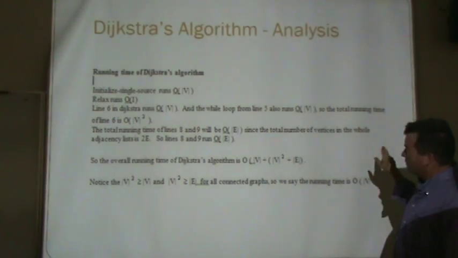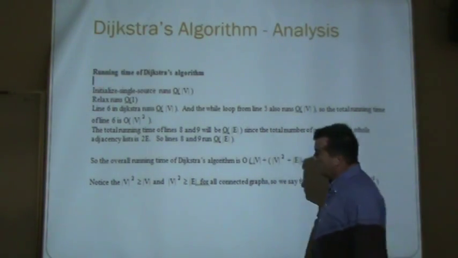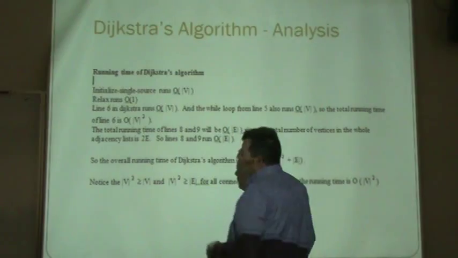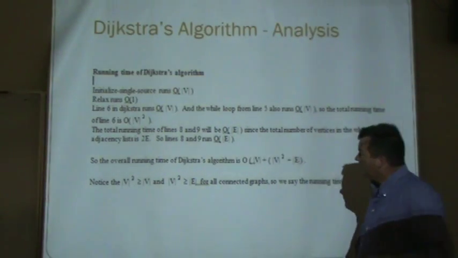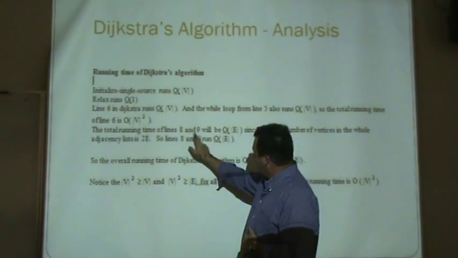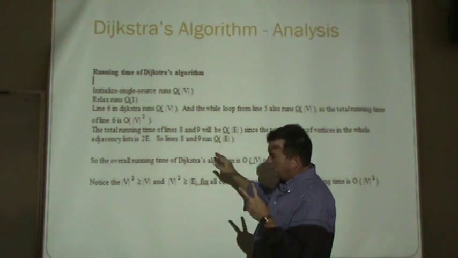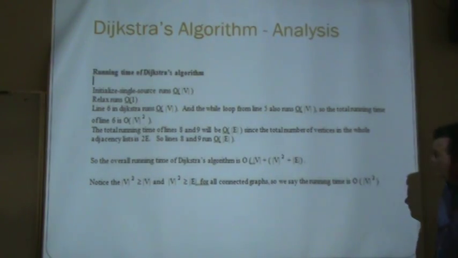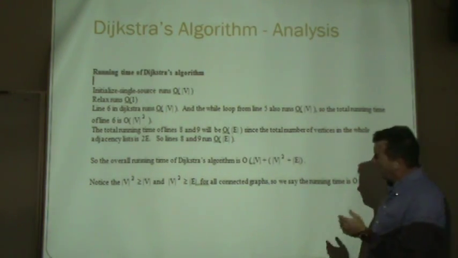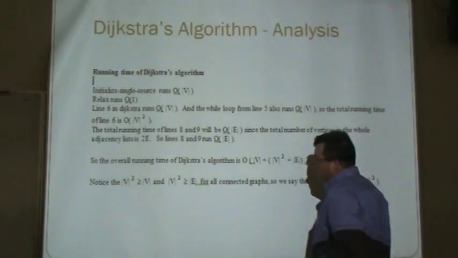Since the total number of vertices of the whole adjacency list is 2 times E, if we used an array of adjacency lists, then the number of times line 8 and line 9 would run would be 2 times 1 for every edge in the graph. So that would be proportional to E.